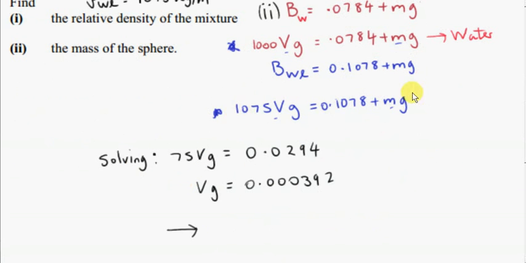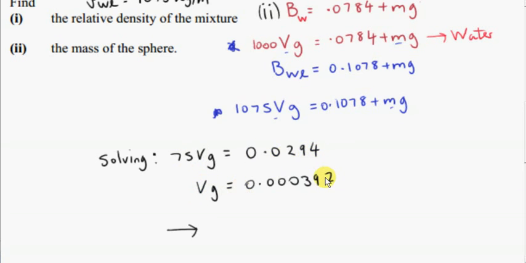Now I think that the easiest way to solve these equations is to take this one here and subtract this one up here. So we have 1075 Vg minus 1000 Vg. Well, that's 75 Vg. If we subtract the right hand sides, the mg's will cancel out. 0.1078 minus 0.0784 is 0.0294.